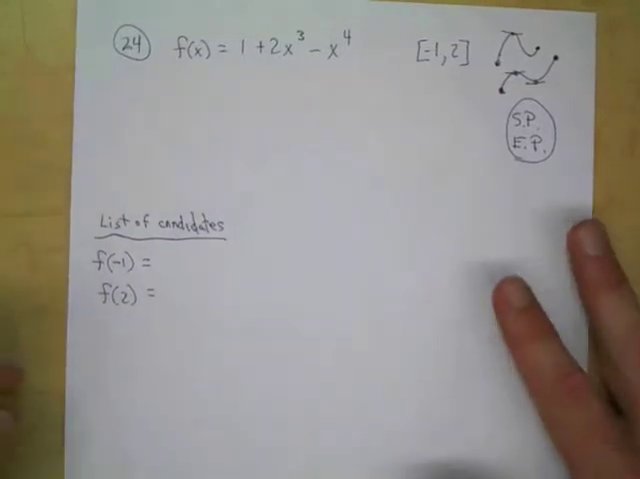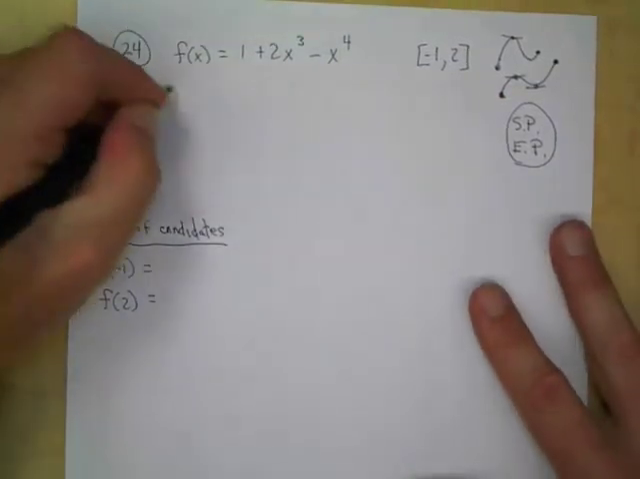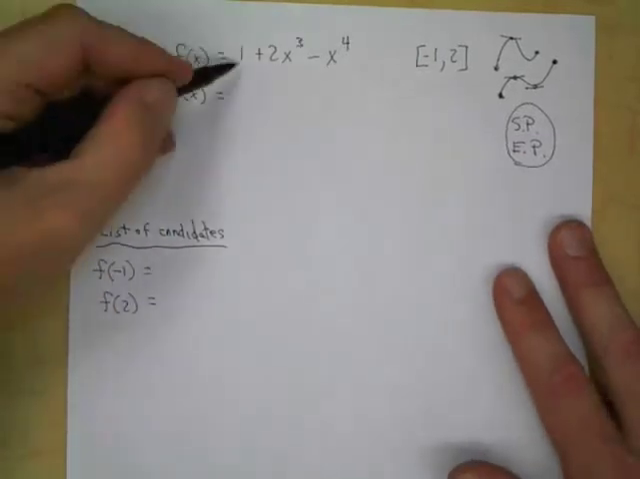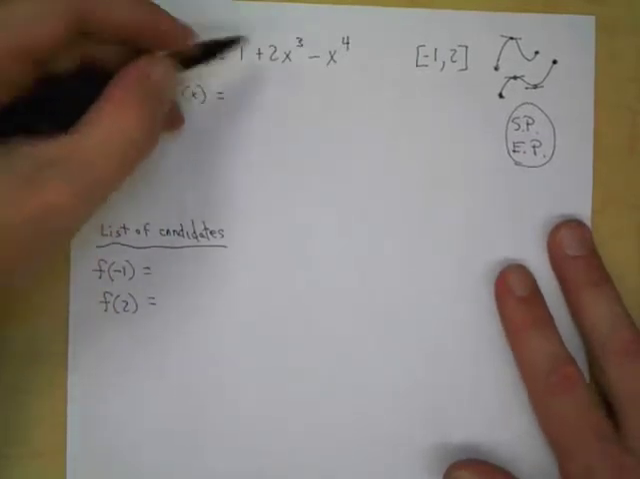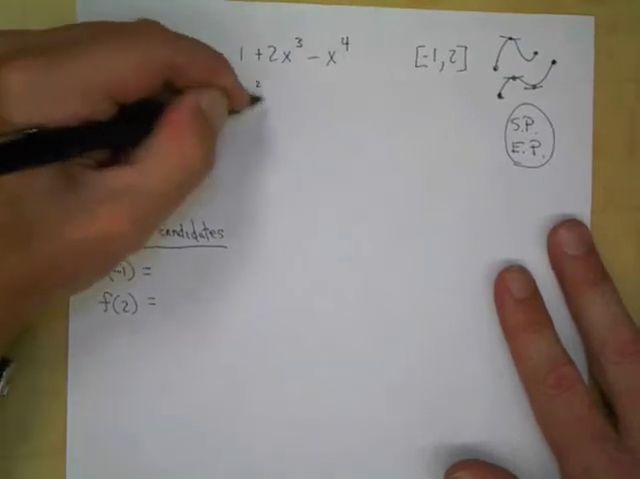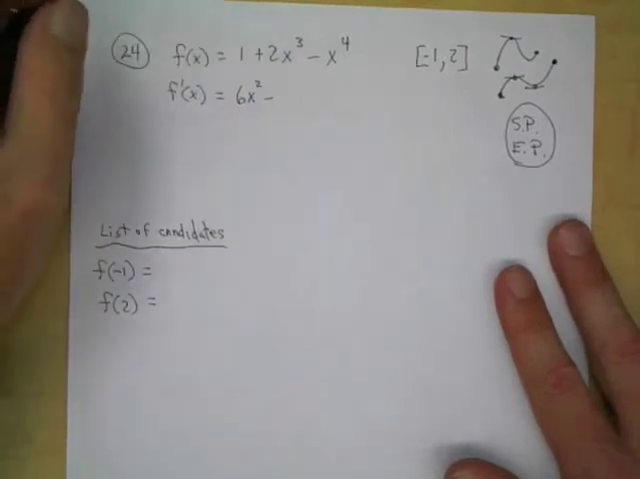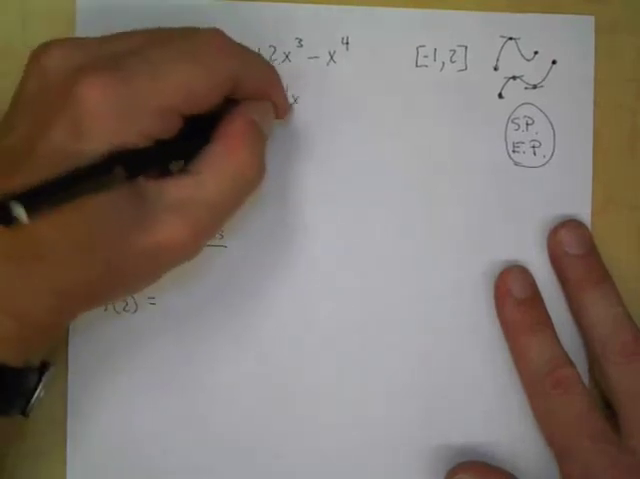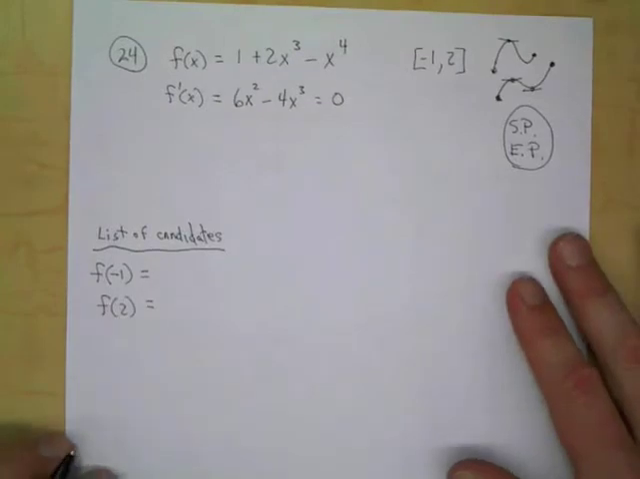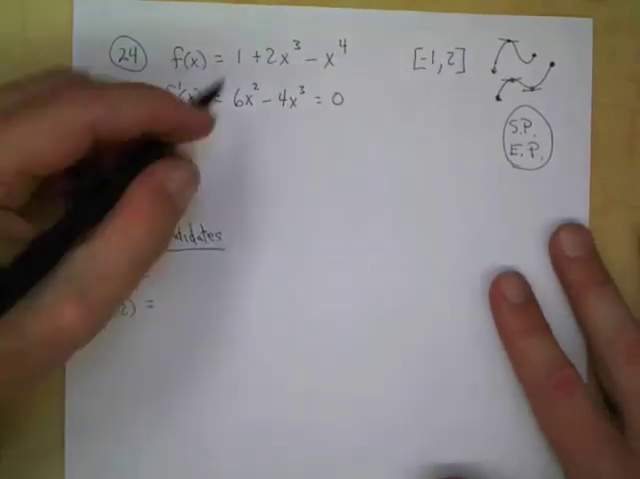Now I need to know my stationary points. How do I find my stationary points? Find f prime with our shortcuts. So what's the derivative of 1? 0. What's the derivative of 2x cubed? 6x squared. Minus the derivative of x to the 4th, 4x cubed. And then I'm going to set that equal to 0. This is going to find my stationary points for me.